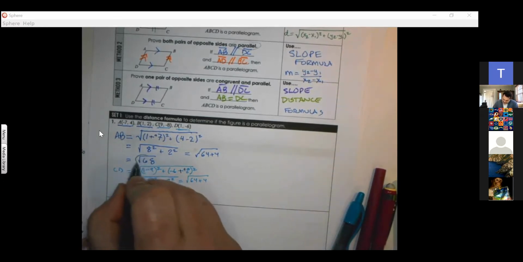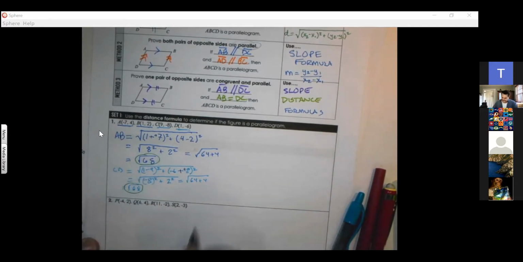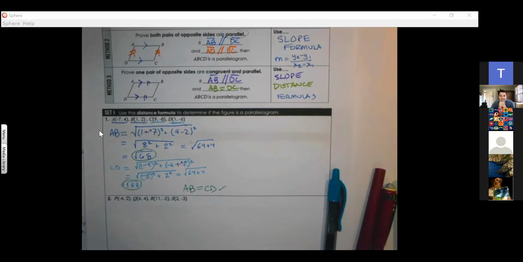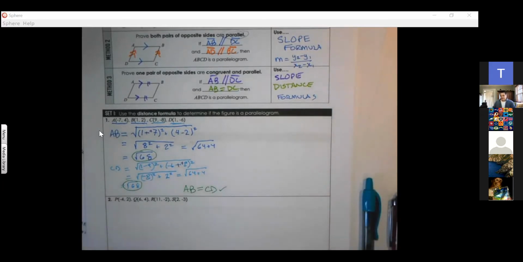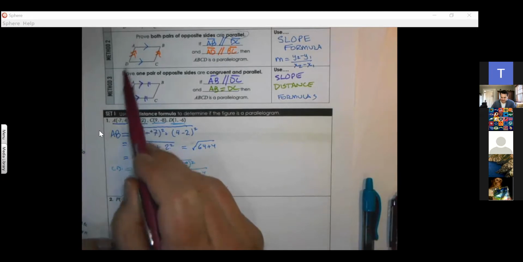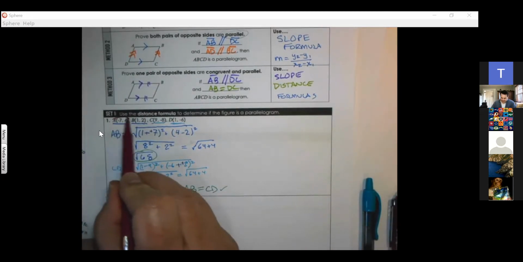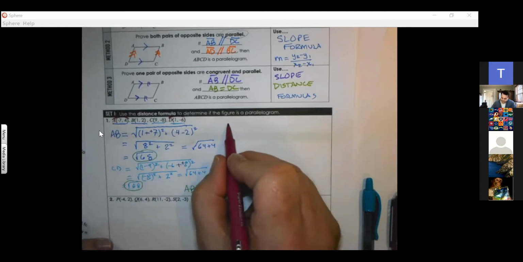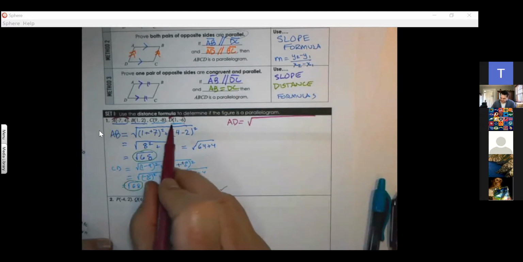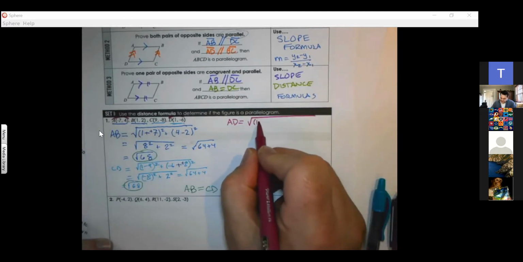Since these two values are the same, I can say that AB equals CD. That's half of what I wanted. That gives me one set of sides are the same size. So now, what side length should I look for? I just did AB and CD. So now I got to go with AD and I'll take the difference of the X's.